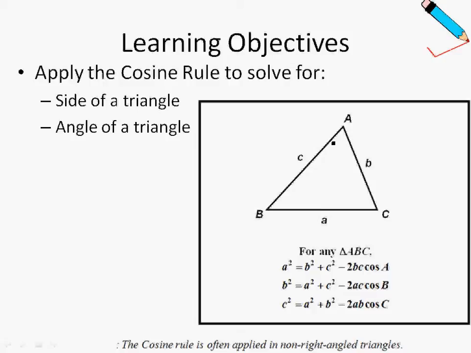Suppose we're looking at angle A over here. Then the side that's opposite angle A, we denote it as small letter a. And for a, we can write it in this formula over here. a squared will be given as b squared plus c squared minus 2 times b times c cosine of A. Okay? So same for sides b as well as c.